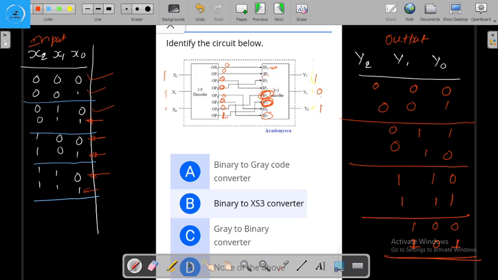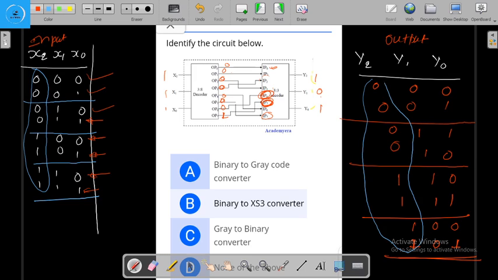So see on the MSB, that is x2 and y2. What we are going to get from here is that x2 will be the same as y2. So we will write here that y2 will be the same as x2.